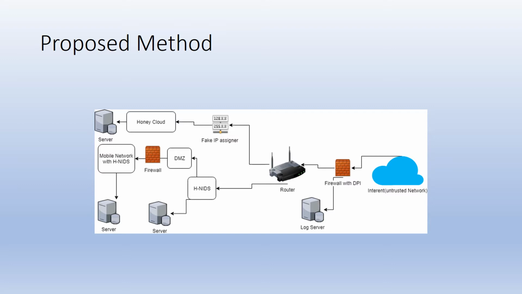And all the information we get through the honey cloud is saved in a server, and all the legitimate requests go through HNIDS, hybrid network intrusion detection systems, and through that it goes to the DMZ, demilitarized zone, and through that again there will be a firewall between the main internal mobile network and the DMZ. And again in the internal mobile network, there is another HNIDS. And all the intrusions which are detected are saved in the log servers.